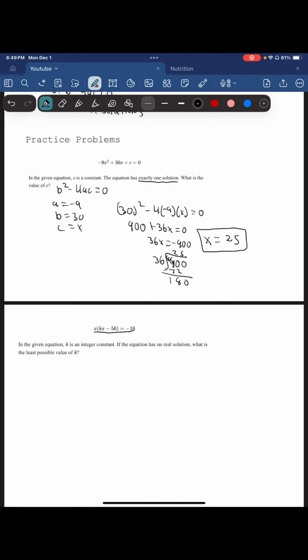We see this equation. It says in the given equation, k is an integer constant. And if the equation has no real solution, as I mentioned before, if it has no real solution or exactly one solution, we know that we need to use a discriminant. And what is the least possible value of k?